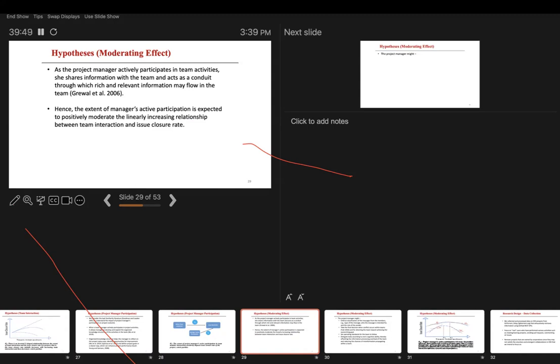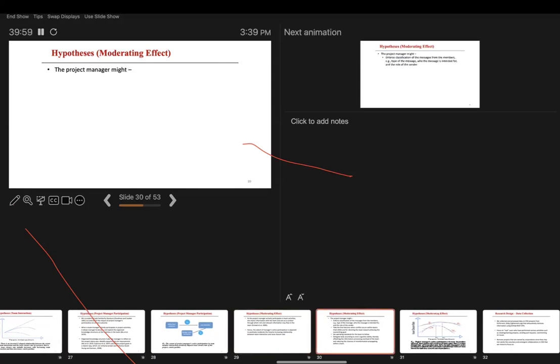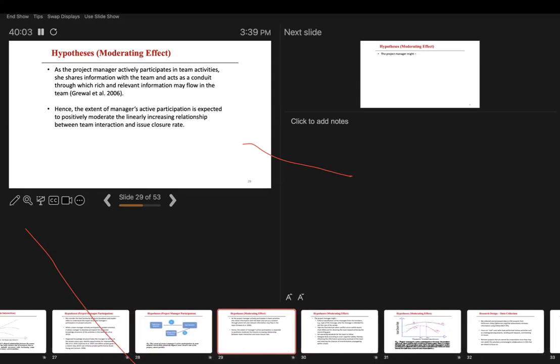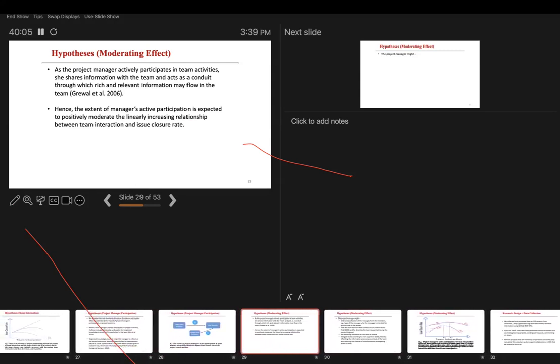And second, we want to see whether it flattens the curve. Right? So there are two types of effect that can happen in the moderating sense. One is the movement to the right, and the other is flattening of the curve. So I'll talk about that. The moderating effect can be one where the project manager could be sharing information with the team and acting as a conduit through whom all this communication is going on. So they become sort of a channel for everything that is moving out.